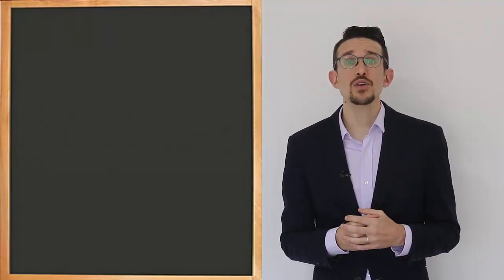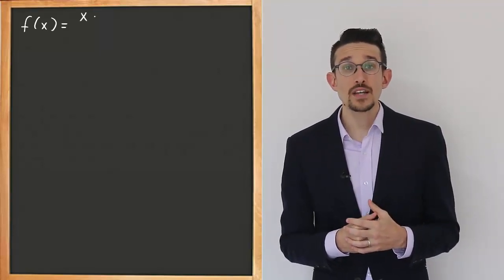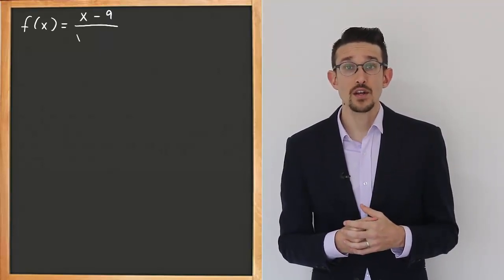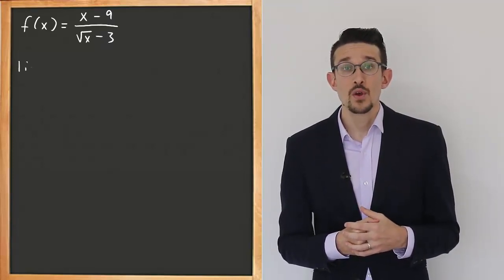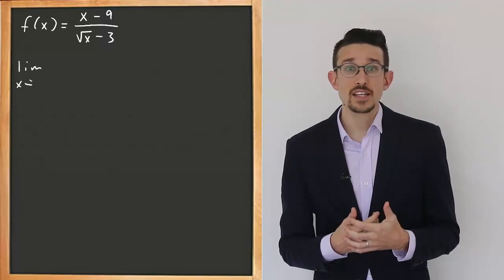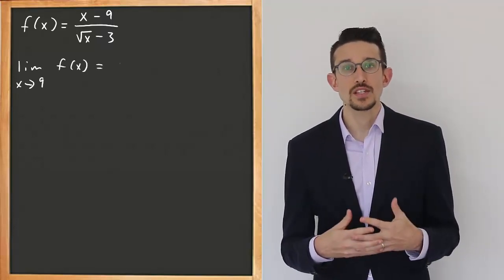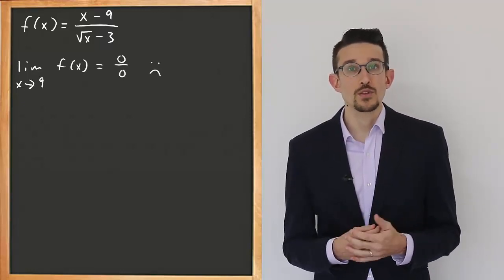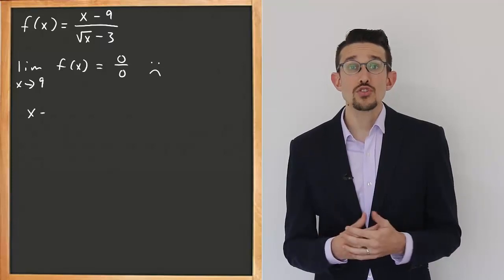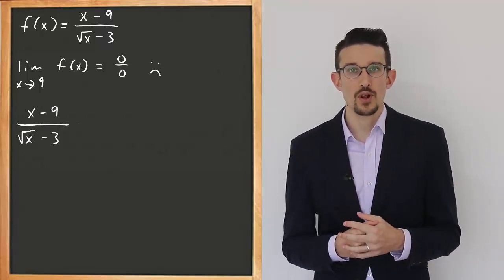Next, let's take a look at a limit where rationalizing can help us. If f of x equals x minus 9 over the square root of x minus 3, let's take a look at the limit as x approaches 9 of f of x. Now, once again, we see we get 0 over 0, which of course is not good. So we need to come up with another strategy. Now, your students should have already learned the technique of rationalizing, so let's try to apply that to this problem.